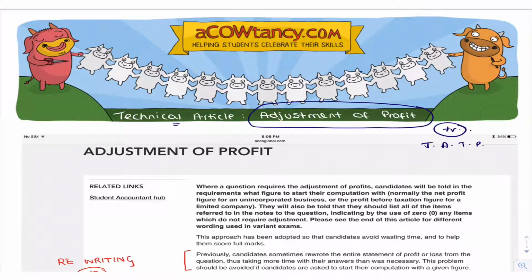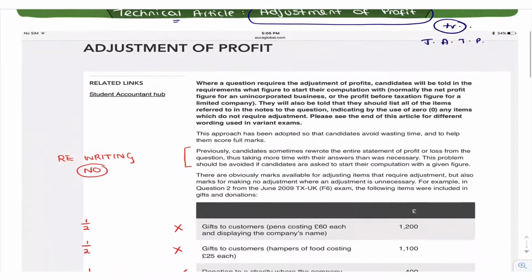Well, in this article, they're really highlighting the method with which you should attempt the question. So I've highlighted the very important parts of the article that you really need to be aware of. They've told us that previously, sometimes candidates rewrite an entire statement of profit and then take a lot of time with their answers. That's not necessary. What you need to do is do exactly what the examiner says.